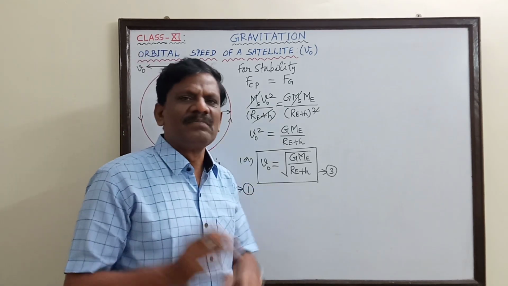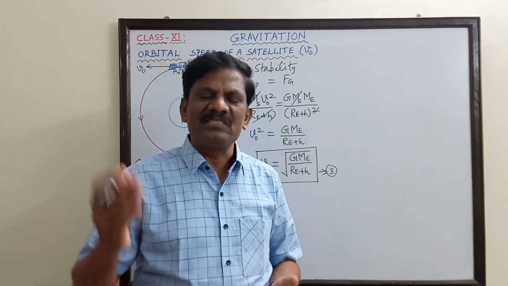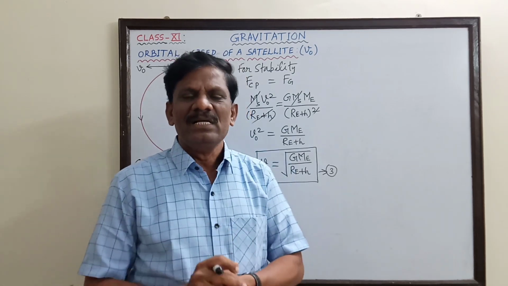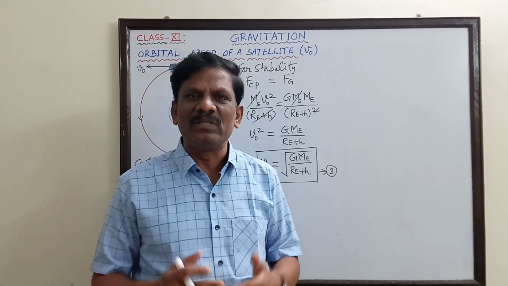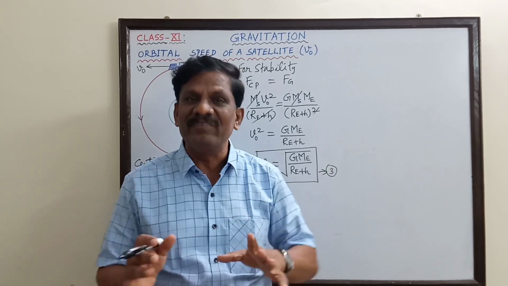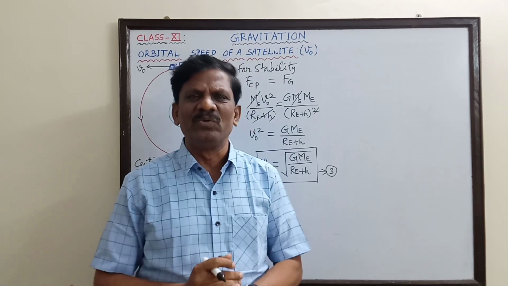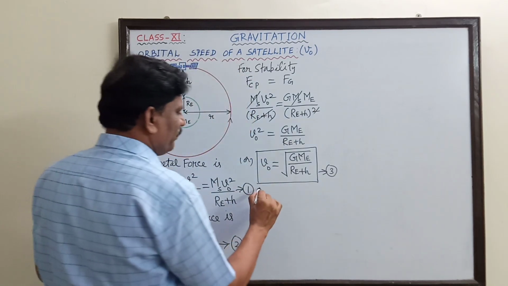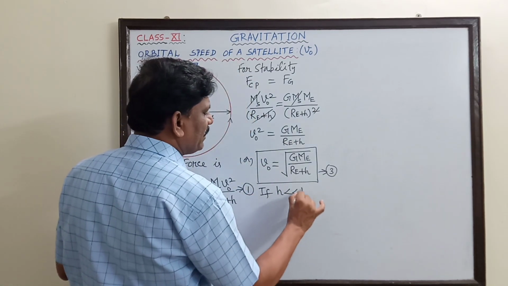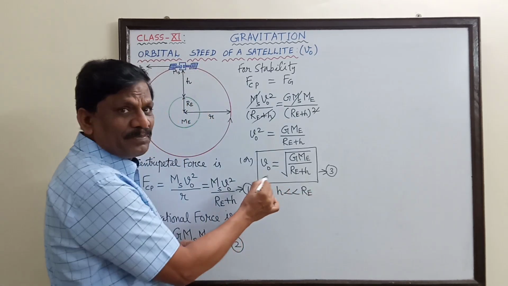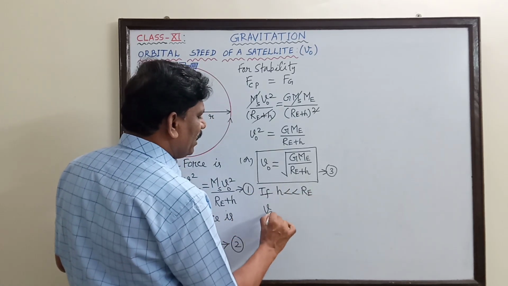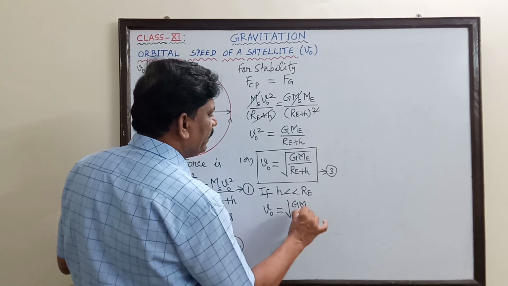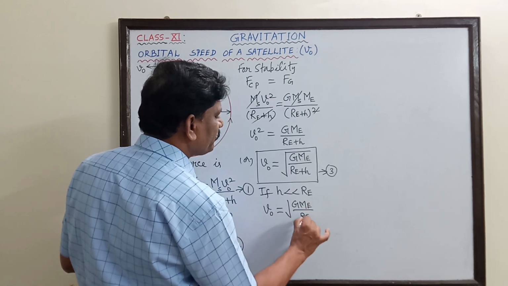Now, suppose some satellites are launched for studying the weather conditions around the earth. Every day in the news they are giving the weather report, isn't it? Such satellites sending the report about the rainfall, temperature, humidity and all are called weather satellites, which are at very low altitude, from 200 to 500 kilometers only. So if H is very much less than the radius of the earth, then the same expression, how can we write it? V orbital is equal to what? Square root of G into ME divided by RE.